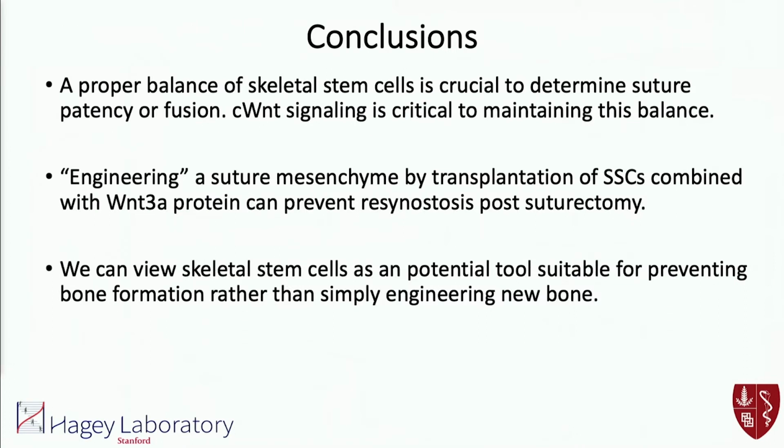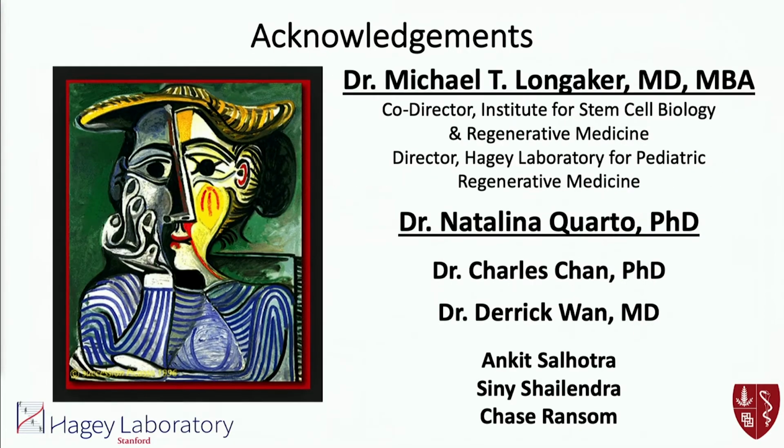So in conclusion, a proper balance of skeletal stem cells is crucial to determining suture patency or fusion, and canonical Wnt signaling is critical to maintaining this balance. Engineering a suture mesenchyme by transplantation of skeletal stem cells combined with Wnt3a protein can prevent resynostosis post-suturectomy. And we actually view skeletal stem cells as a potential tool suitable for preventing bone formation rather than simply engineering new bone.